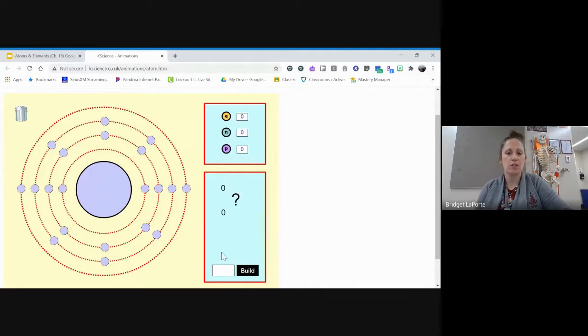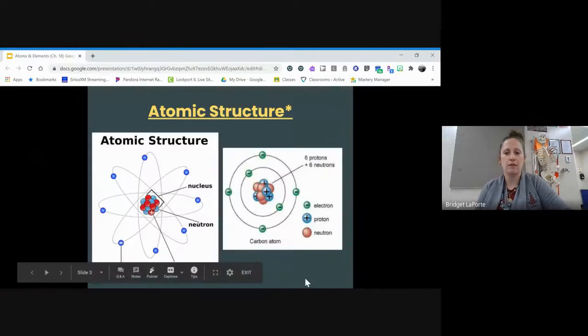All right, so you can change these numbers. And then you'll be able to build, and then you can toss them in the trash in order to do that as well. So that's a good way to be able to practice proton, neutron, and electron number.